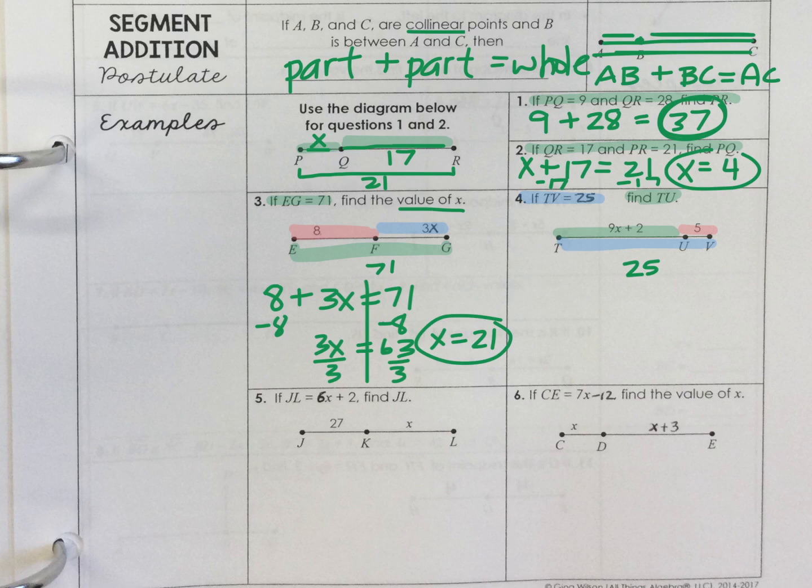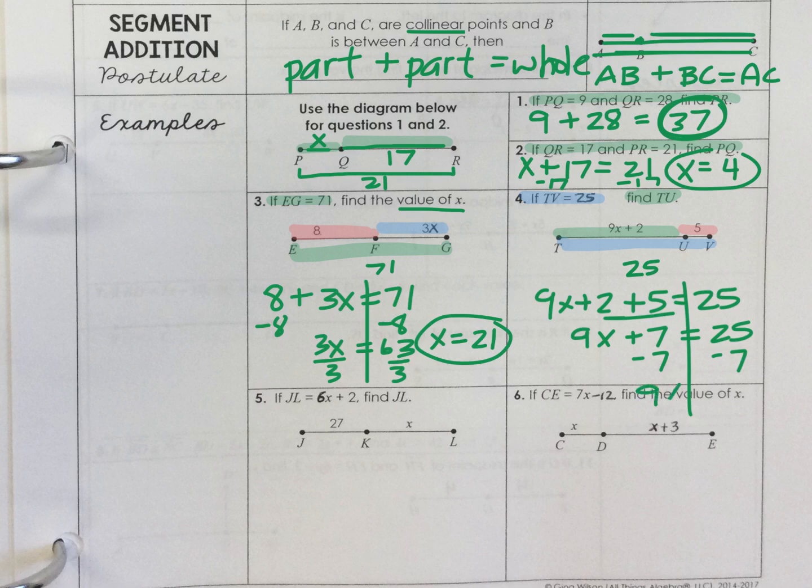The other part is 5. So a part, 9x plus 2, plus a part, the red part is 5, equals the whole thing that's blue. Old school baby math, 9x plus 7 equals 25. Subtract 7, 9x equals 18. Divide by 9, x equals 2.